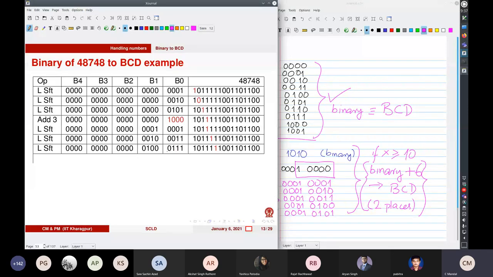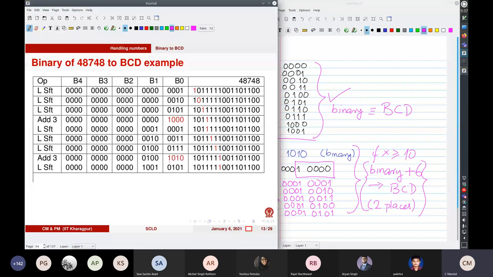This is the result of adding 3, because this is greater than or equal to 5. We add 3 and then we shift. So when you shift, this one comes here. And the interesting part is that now this was 4 before, so it has become 9.